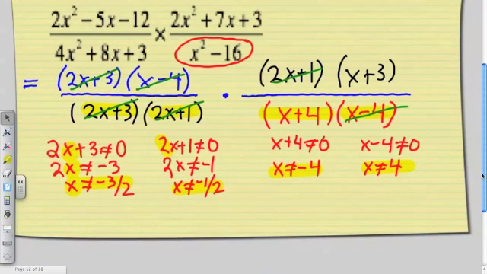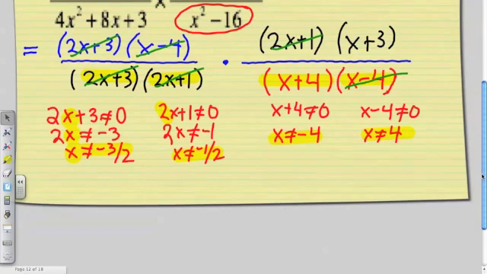Can someone tell me what is left in my numerator? I canceled out a lot of stuff, so what is left in my numerator? Try it. Good. x plus 3 over x plus 4.